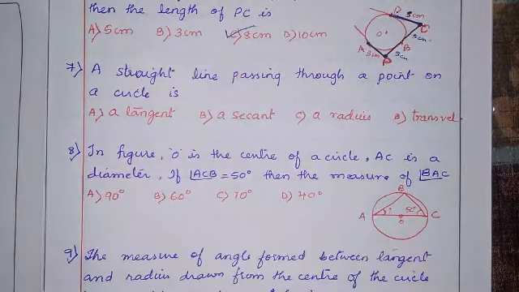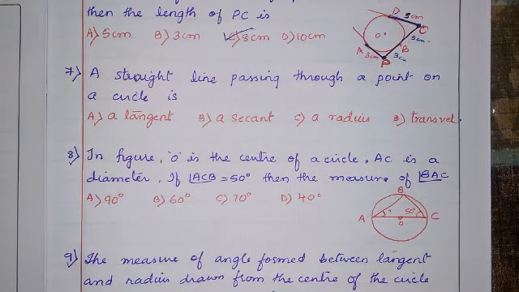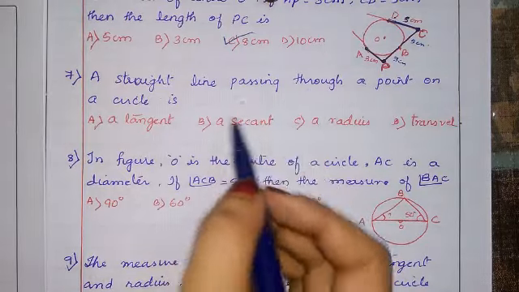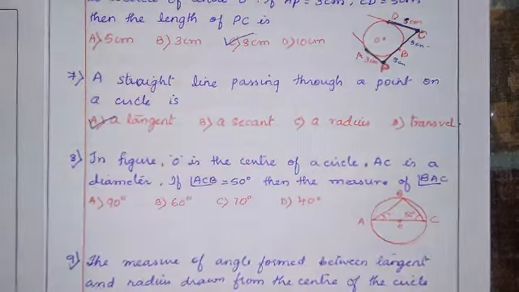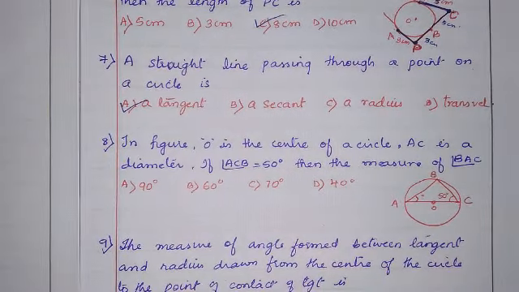Now let us see. A straight line passing through a point on a circle is a tangent. Passing through a point is nothing but a tangent. Let us see the next question.